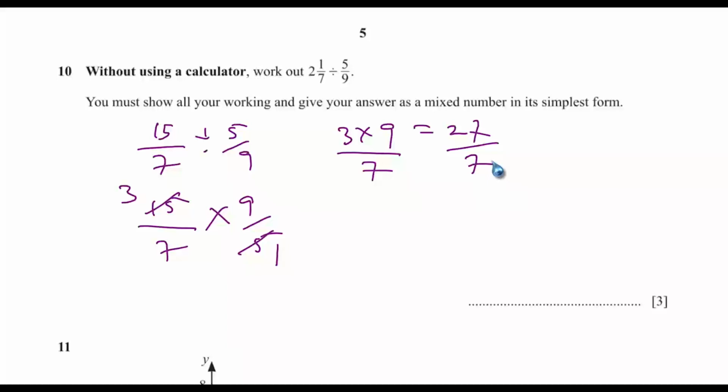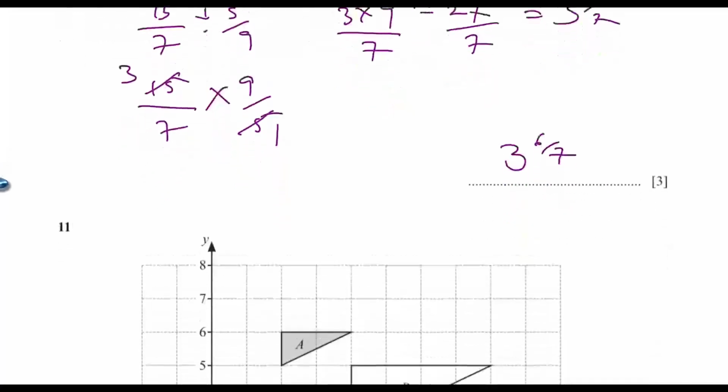Then 7 goes in 27, that is 3 times, as 7 times 3 gives 21. So we are left with 6 over 7. So the final answer here is 3 whole number 6 over 7. The next question is question 11.